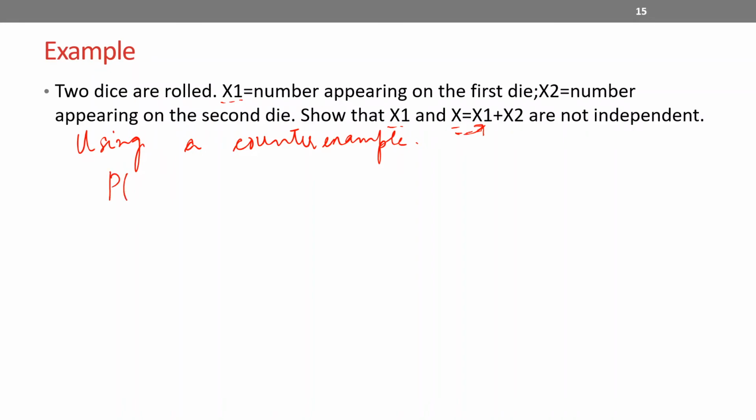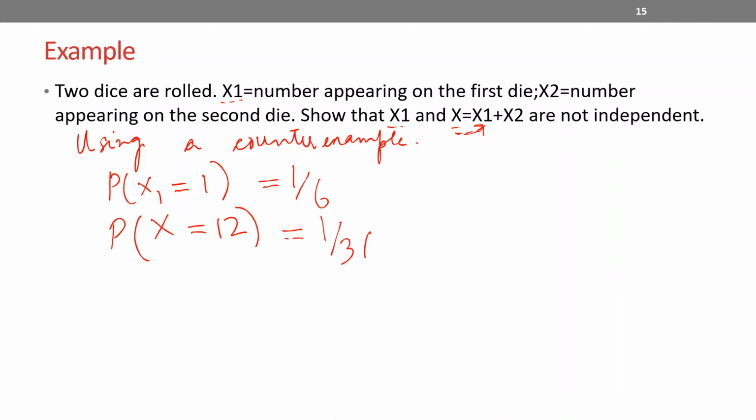Let's assume I'm trying to calculate the probability of X1 equals 1, right? I know that each outcome is equally likely for X1, the number appearing on the first die. So the probability of X1 equals 1 is 1/6, out of all 6 possible values. Now, let me compute the probability of X equals, let's say, 12. In order to get 12, I must get 6 and 6 on both X1 and X2, right? So the probability of X equals 12 is 1 over 36, because this is just one of all the possible scenarios when two dice are rolled.